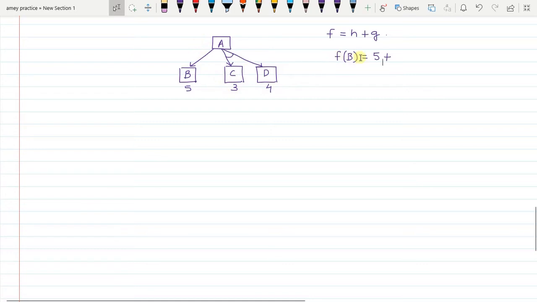So f of B is 5, which is its heuristic value, plus the unit cost that is incurred in reaching from the immediate parent node to the current node, that is 1 unit cost along this edge. So 5 plus 1 is equal to 6. This is how we calculate the f value in the AO star algorithm.